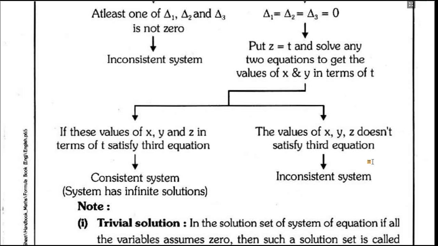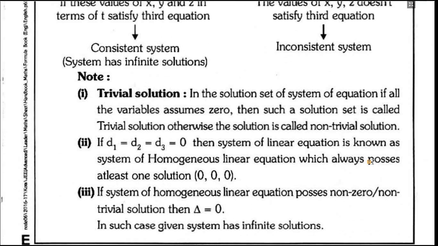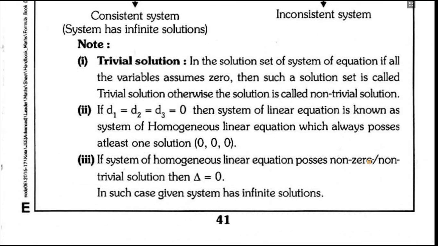If the third equation is satisfied, then it is a consistent system, meaning the system is going to have infinite solutions. If the values of x, y, z don't satisfy the third equation, then the system is inconsistent, meaning there is no solution. Note, trivial solution: in the solution set of a system of equations, if all the variables assume 0, then such a solution set is called a trivial solution. Otherwise the solution is called a non-trivial solution.